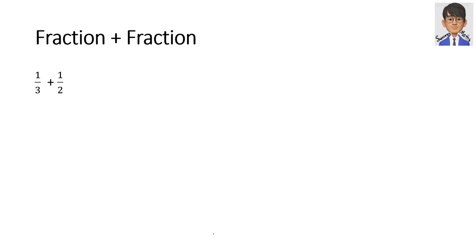So if you're going to do fraction plus fraction, what would you do? Many of you will know to make the denominator the same. So for 3 and 2, you need to make a common multiple, which is 6. For this case, you multiply this by 2 and you multiply the top by 2 as well. For half, you multiply this by 3 and you multiply this by 3. And in the end, you get 2 out of 6 plus 3 out of 6, and the answer is 5 out of 6.